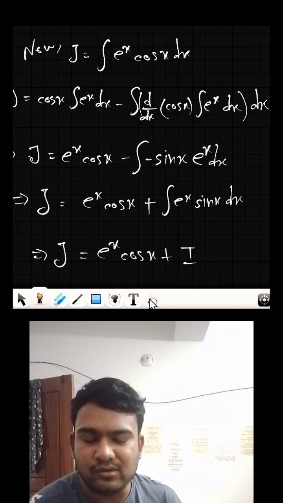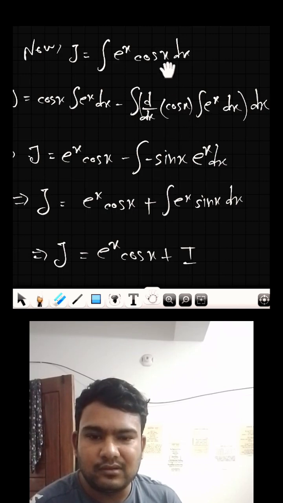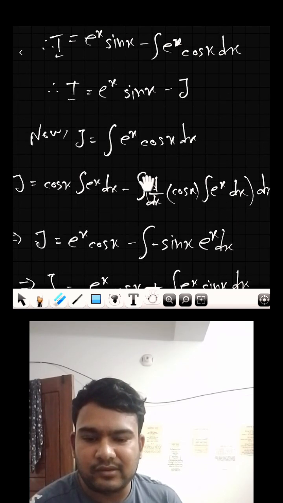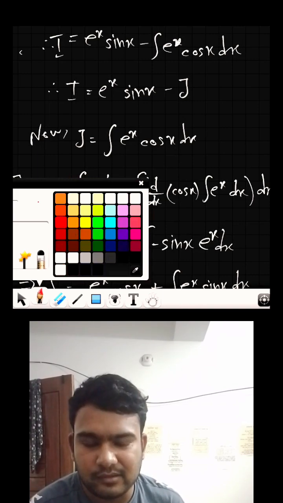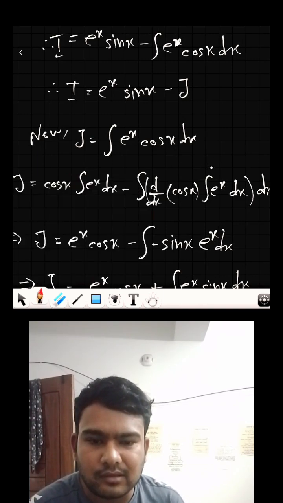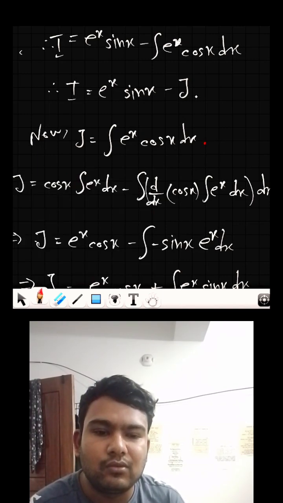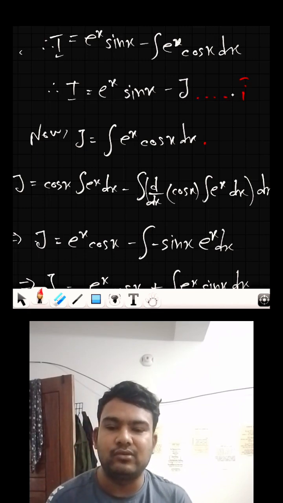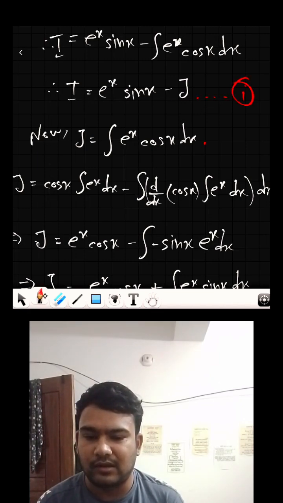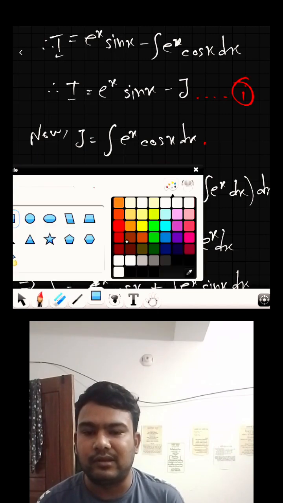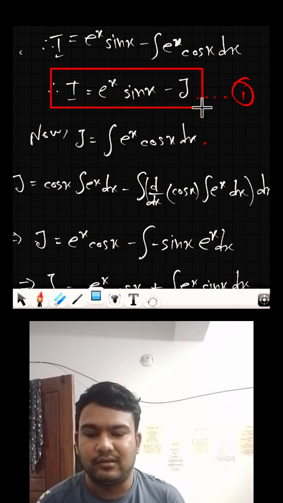So we substitute the value of J in the above equation. Let this be equation 1. So we substitute the value of J in equation 1. Then we can find the value of I, and our target is to find the value of I.